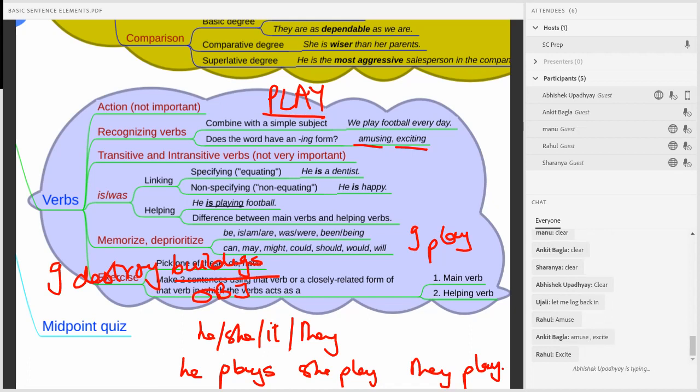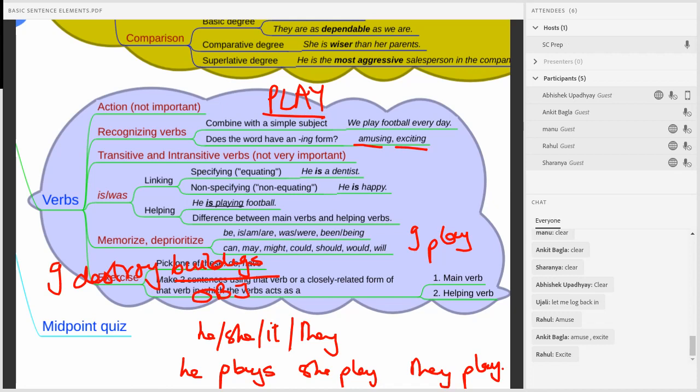So, our rule is that amuse and excite are capable of acting as verbs because they can take the ing form. Just remember, our rule is not that the ing form is a verb. In the previous class, we discussed that ing forms are never verbs on their own. So, ing itself is not a verb, but if a word can take an ing form, that means it is most likely capable of acting as a verb.